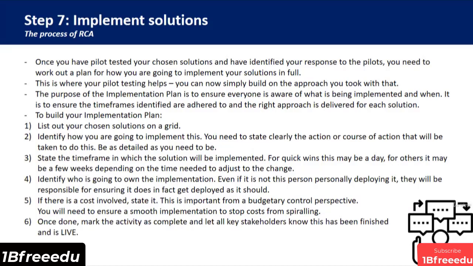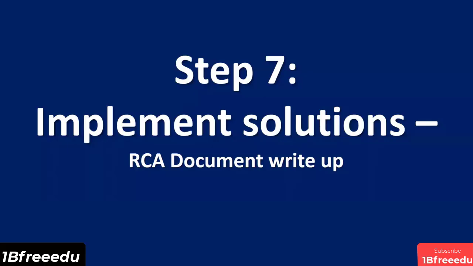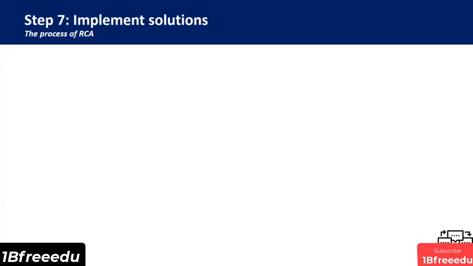Once you've done this, mark the activity as complete and let all key stakeholders know that this has been finished and that the solution is now live. So the implementation plan is only complete when all items are marked as finished. As you're implementing your solutions, you need to make sure that you're also documenting this to show how you've planned for this, how the implementation is going, and how successful that implementation is.